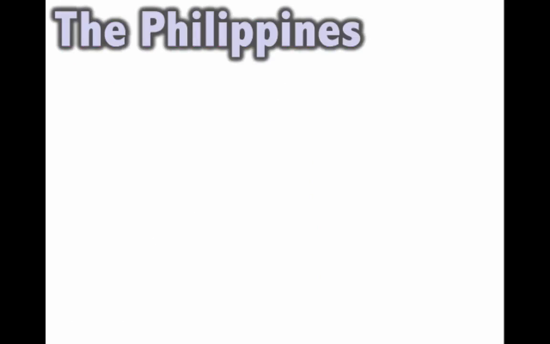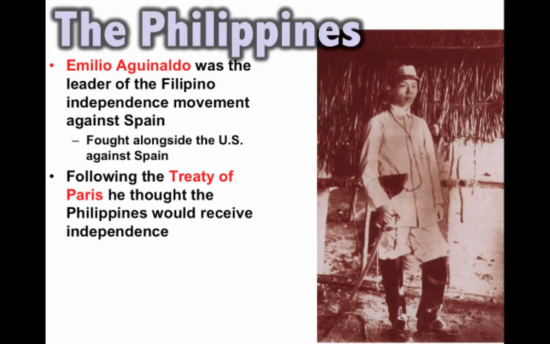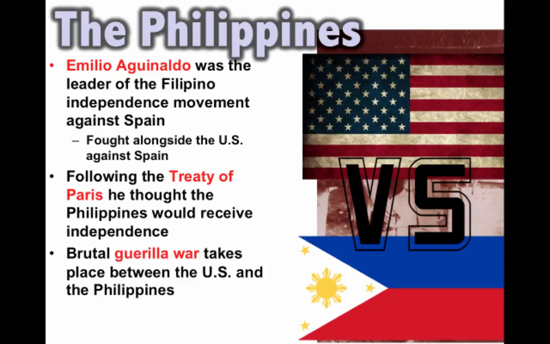And the big one, though, is the Philippines. What happens in the Philippines is going to be a hot mess. Emilio Aguinaldo was the leader of the Filipino independence movement against Spain. He fought alongside the United States during the Spanish-American War, and he thought his country would receive independence when the war was over. In fact, those thoughts of independence were crushed because a brutal guerrilla war takes place between the U.S. and the Philippines. That war will last 3 years and thousands of lives will be lost, many more on the Filipino side. And formal independence would not come to the Philippines until 1946.